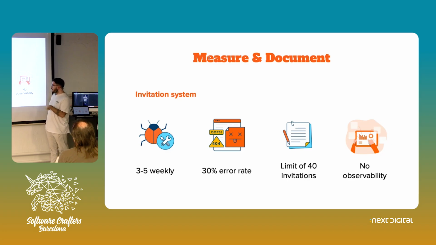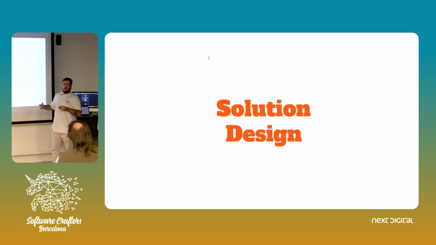So we discovered the limit of 40 invitations, a 30% error rate. 28 of those 30 points were 500s and timeouts and crashes to the back office, which was horrendous. And then we have 3 to 5 weekly bugs on average, constant. The least was 3. I don't think I saw less than 3. So great, now we have documentation with numbers, so we can start with the solution design, right?